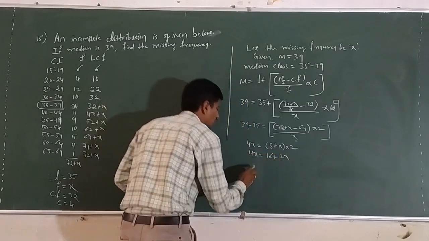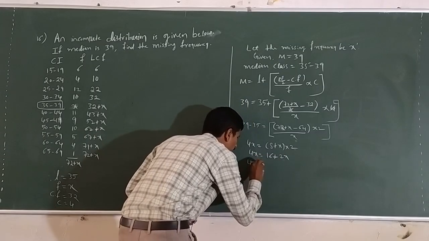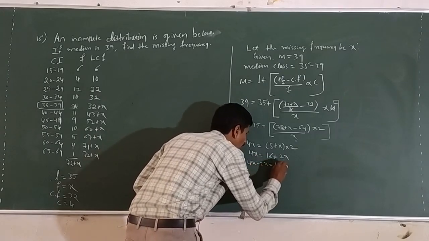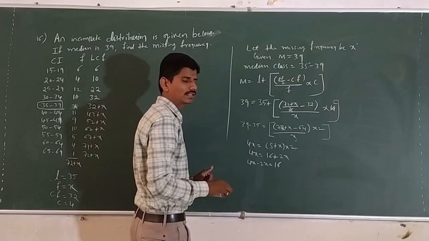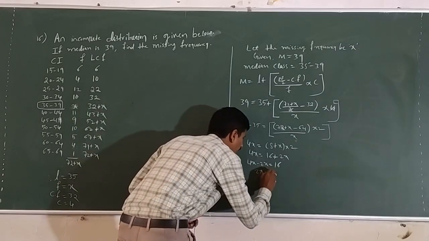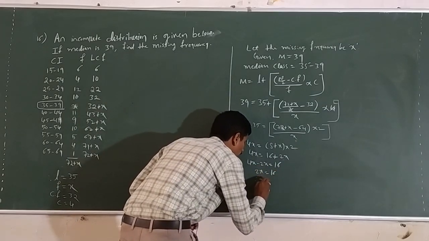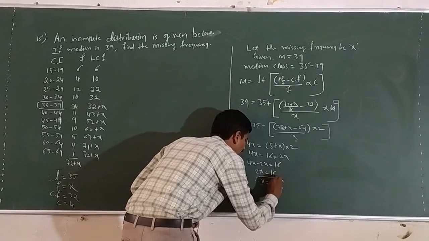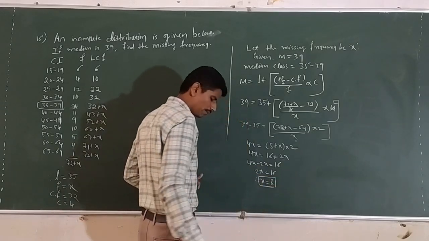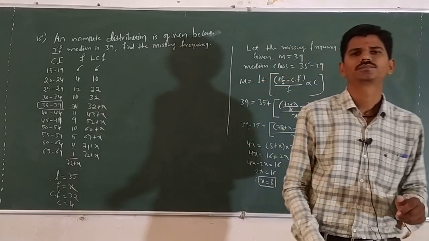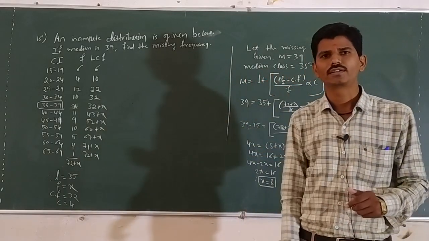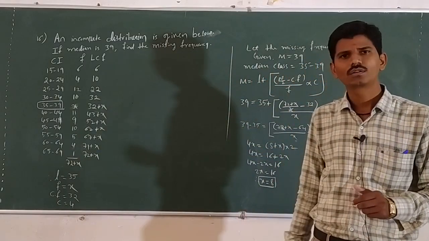4x minus 2x equal to 16. 4x minus 2x is 2x. 2x equal to 16, therefore x equal to 8. Therefore x is 8. Here the missing frequency is 8. Got it?